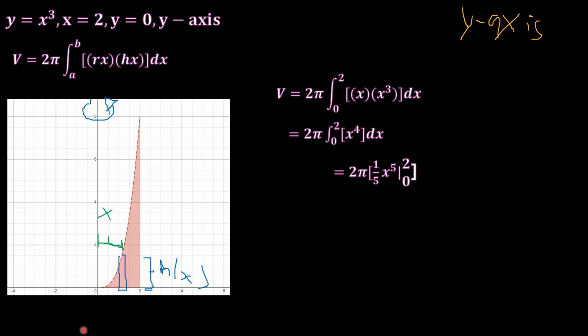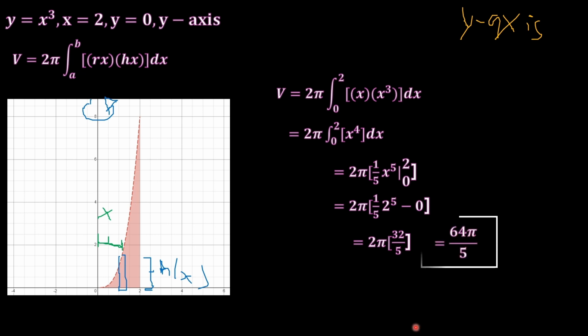So we get the integral of x raised to 4, which is just 1/5 x raised to the 5th power. We substitute the limits. The 0 substituted to x just becomes 0, and 2 substituted to x becomes 2 raised to 5, which is 32 over 5 times 2 pi. And 32 times 2 pi is 64 pi over 5. We put a little box on it, and that's going to be our final answer.